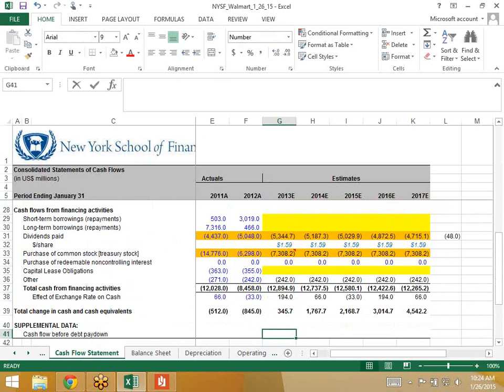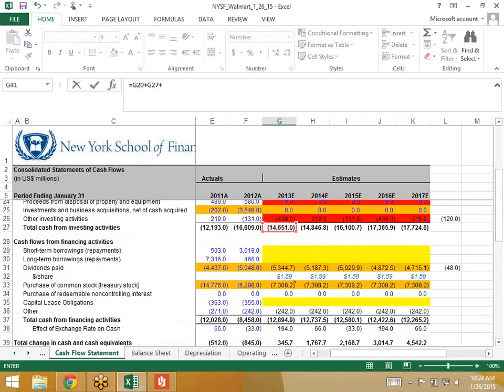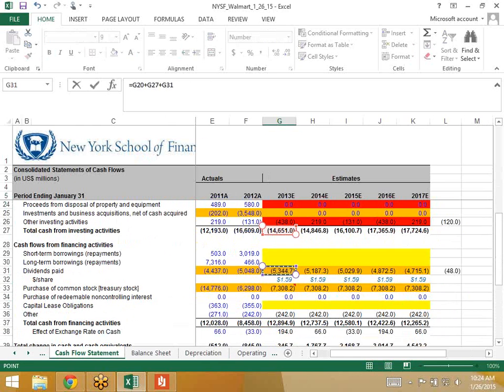So cash flow before the pay down is going to be a sum of everything from above, excluding those three major line items that relate to issuing and paying down debts. So it's going to be cash from operating, plus cash from investing, plus all the individual line items in the financing activities, not including the capital leases.